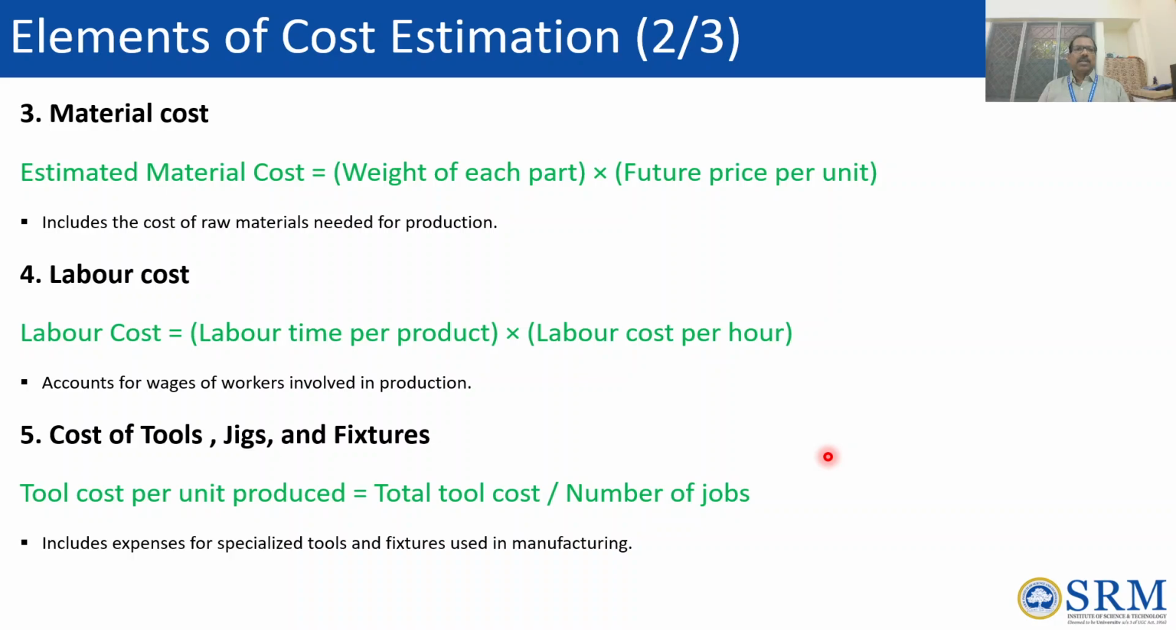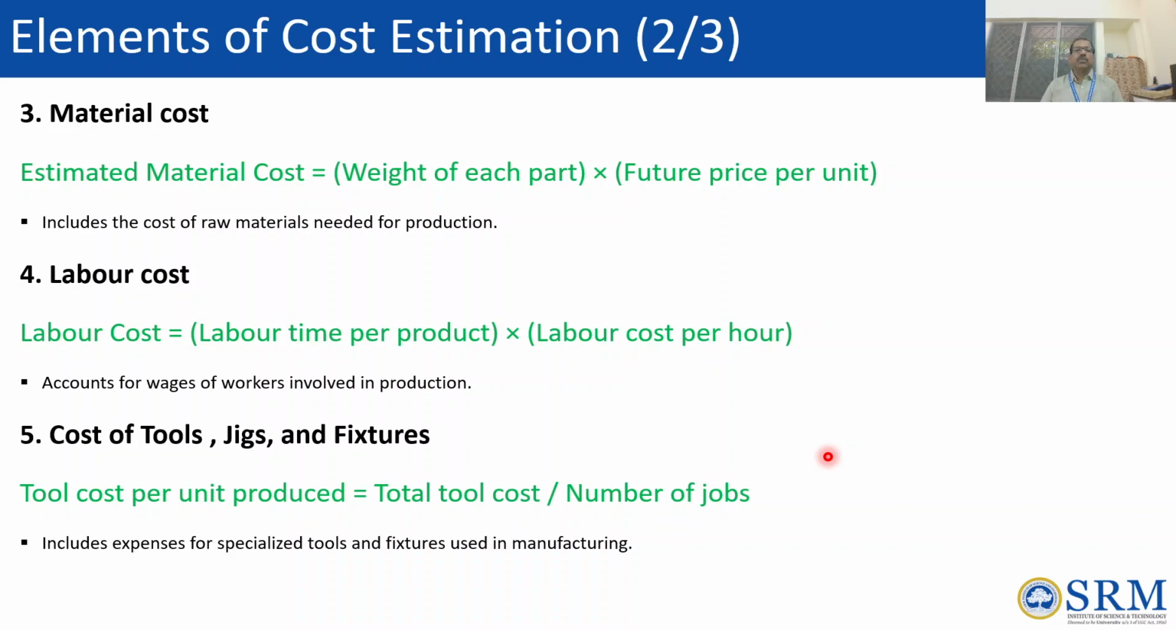So that includes the cost of raw materials needed for production. Then labor cost. Labor cost accounts for the wages of workers involved in production. So how much time, and per hour, how we are paying. It's based on standards we have to provide, and the industry also follows its own labor cost per hour. But basically, they follow the government norms, and they will be adding some allowances also, right? So labor cost will go on. How to calculate: labor time per product multiplied by labor cost per hour.